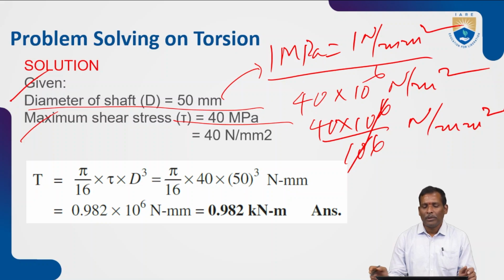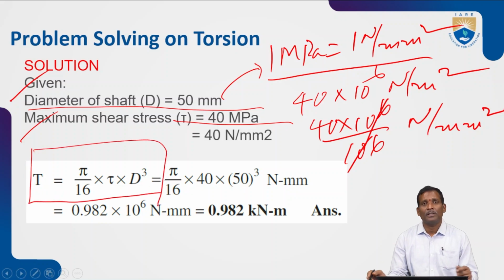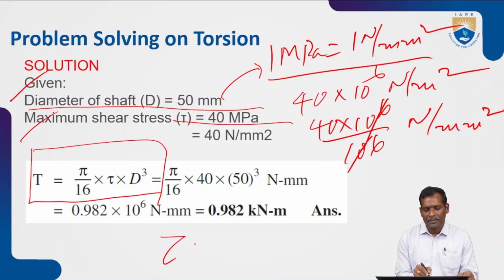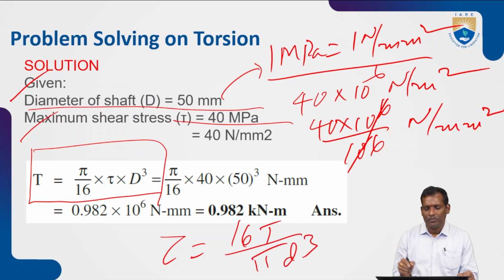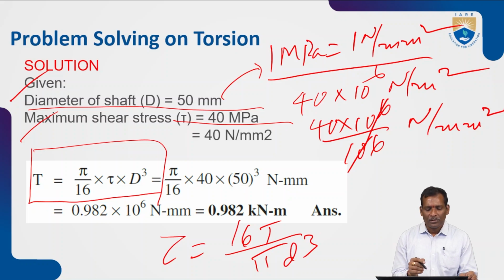Clear? So now apply the torsion equation. What is the torsion equation? For a solid shaft, T equals pi by 16 into shear stress multiplied with d cubed. So actually shear stress is equal to 16T by pi d cubed. Already we have learned the torsion equation, T by J is equal to G theta by L. So apply this same equation here and calculate.